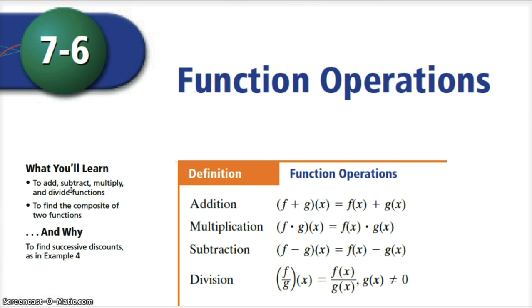This is 7-6 function operations. We are going to be adding, subtracting, multiplying, and dividing functions on this first part, and then we'll do the composite of two functions on the second part. Looking at your function operation definition box, f plus g of x is the same as f of x plus g of x, and the rest of it flows with what you would think would happen as well. So let's go ahead and put this to the test.